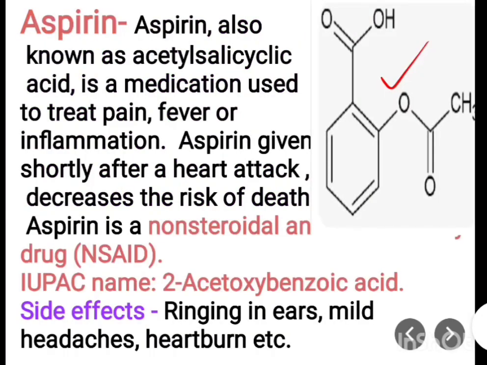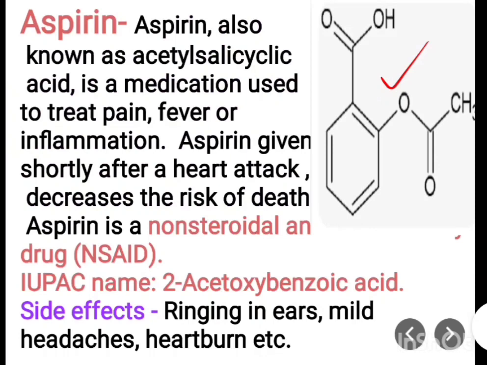Next, we have to consider aspirin. Aspirin is also acetylsalicylic acid. That is a medication used to treat pain, fever, or inflammation. Aspirin is given shortly after a heart attack, that decreases the risk of death. We can avoid death when a heart attack is caused. Okay. Aspirin is a non-steroidal anti-inflammatory drug, NSAID. Its IUPAC name is 2-acetoxybenzoic acid. Okay. Side effects: ringing in ears, mild headaches, and heartburn can be there.